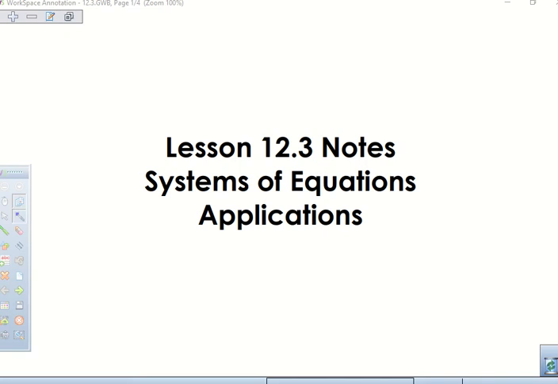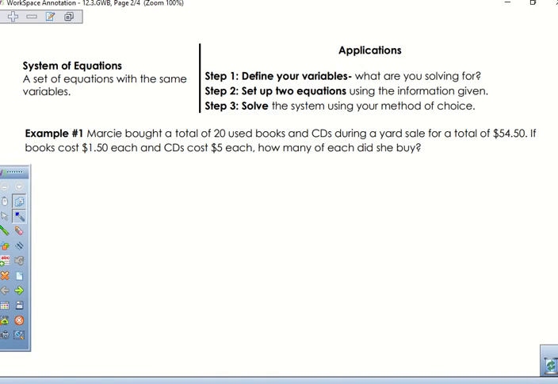All right, so today we're going to be doing 12.3, which is systems of equations with applications. With applications, that means that the equation is not going to be given to you. You have to come up with the equation on your own using context clues. Anytime you're solving for two separate variables, you're going to need two equations to do so. However many variables you have is how many equations you need to come up with.